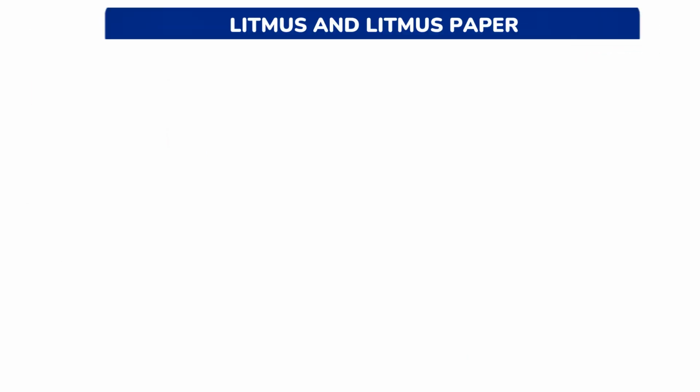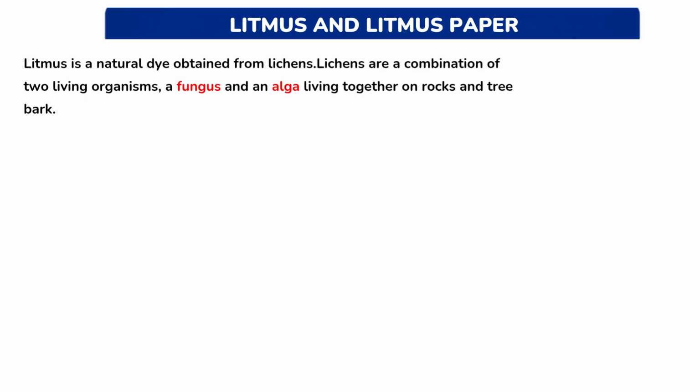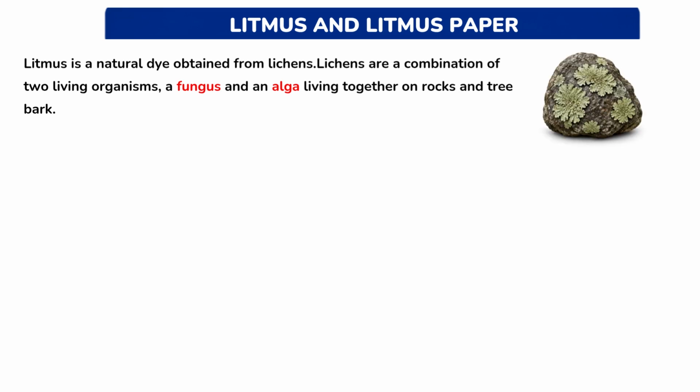Now the question arises, what is litmus and litmus paper? Where do we get it? Litmus is a natural indicator obtained from lichens. Lichens are a combination of two living organisms, a fungus and an alga, living together on rocks and tree bark.